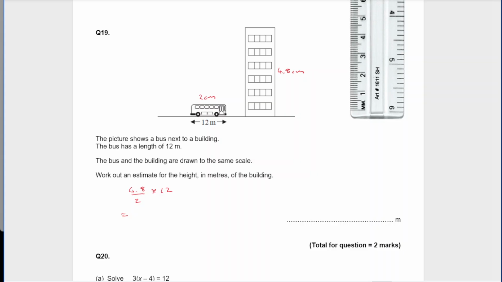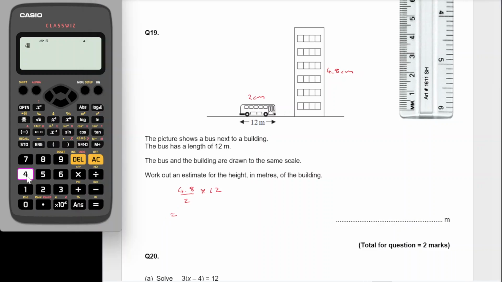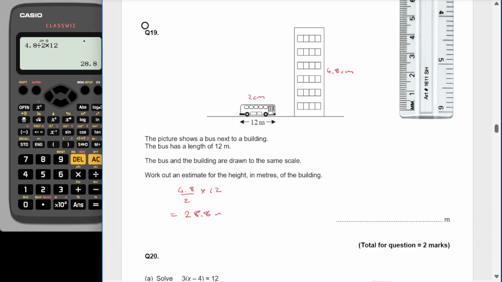So let's go back to my calculator. 4.8 divided by 2 and then times by 12. So I make it 28.8 meters high. That's not very good, so let's redo that. And just checking the mark scheme, the mark scheme says accept answers in the range of 27 to 33. So there's quite a bit of a range of answers accepted there.